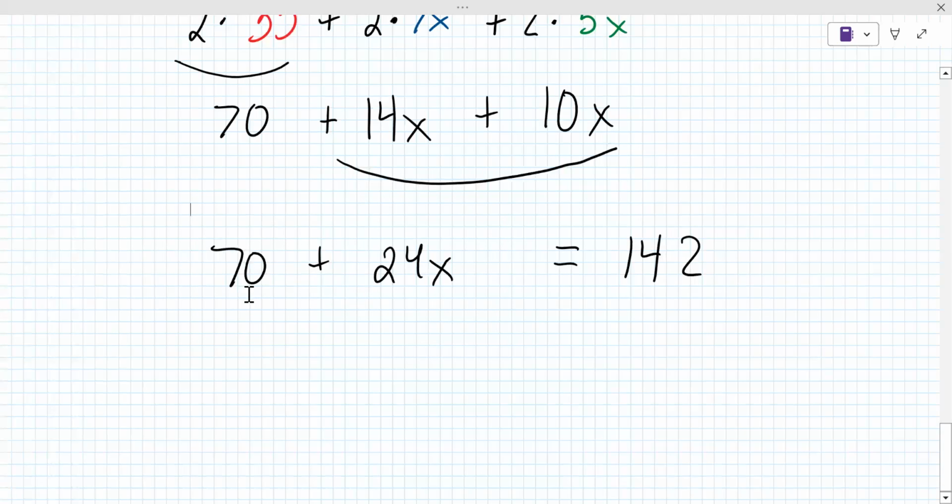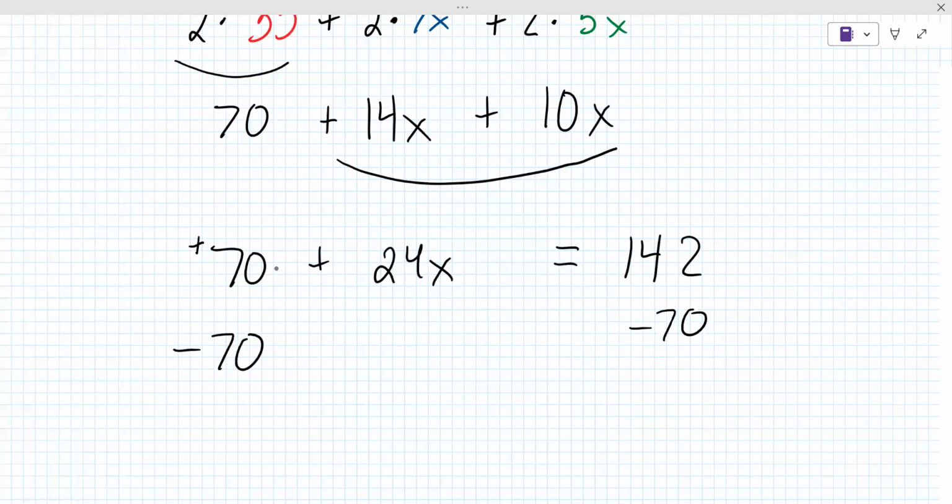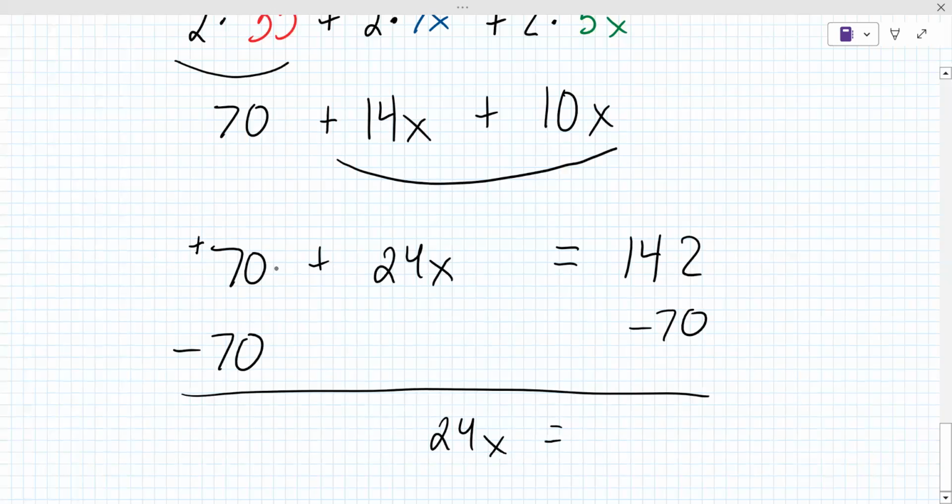24 to 70. Nope. What number is this over here? Oh, 70. So you should add. The 70 is positive. How do you undo positive 70? Minus 70. Subtract 70. Okay. What is 142 minus 70? 72. 72, good.